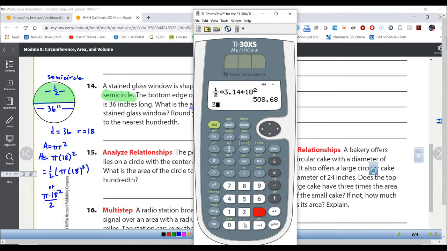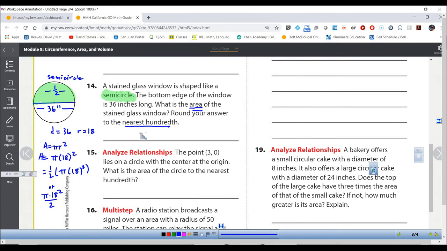Just in case you have a calculator that doesn't do a fraction or you're not convinced the other way will work, we could have done it this way. We could have done 3.14 times 18 squared, which would be the area for the entire circle, and then simply divided that by 2. And you see that we get the same answer, 508.68. The directions say round to the nearest hundredth, and the nearest hundredth is 2 places, so we actually don't have to round.